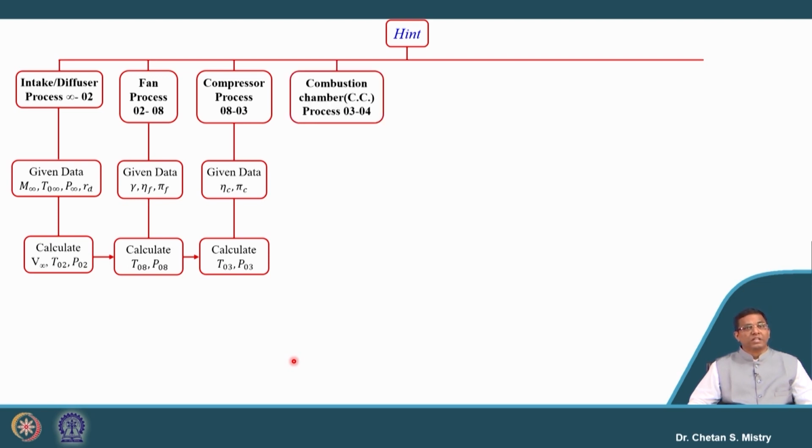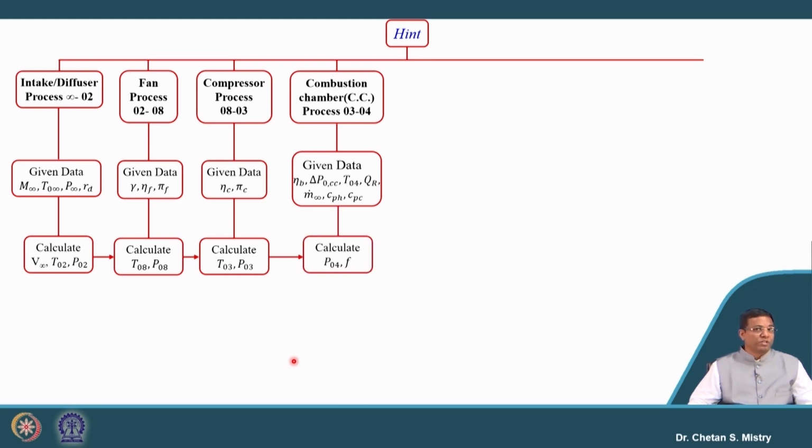Since this is a single spool configuration, we have the next component as a combustion chamber. For this combustion chamber, we know our pressure drop and maximum turbine entry temperature. We know the calorific value of this fuel, and based on that we will calculate the exit pressure and fuel air ratio.